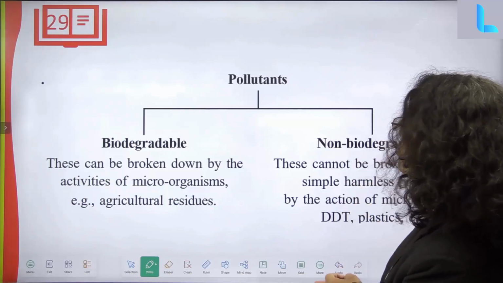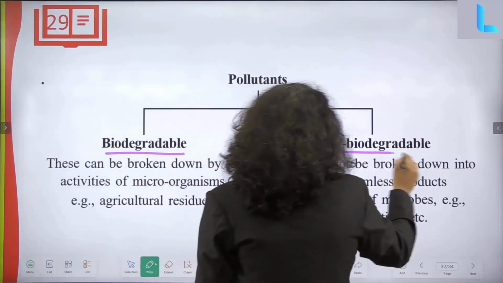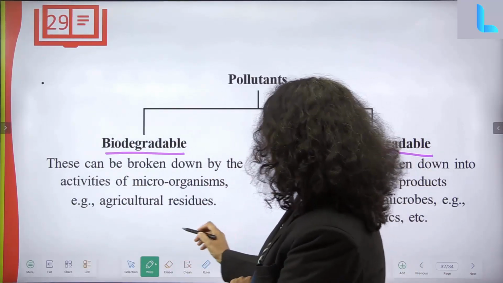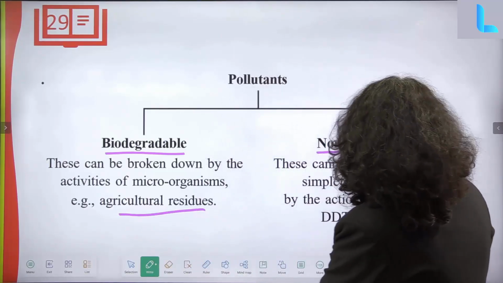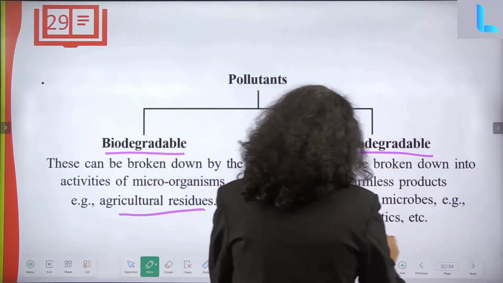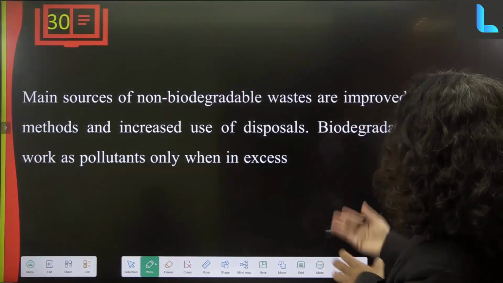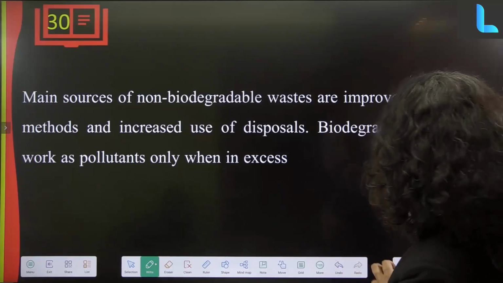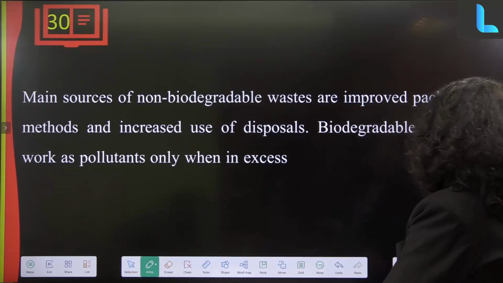So pollutants are of 2 types. One is biodegradable pollutants and one is non-biodegradable. Biodegradable can be broken down by the activities of microorganisms, like agricultural waste, and non-biodegradable cannot be broken down into simple harmless products by the action of microbes, like DDT, plastics, etc. The main sources are improved packaging methods and increased use of disposables. Biodegradable products work as pollutants only when they are in excess.